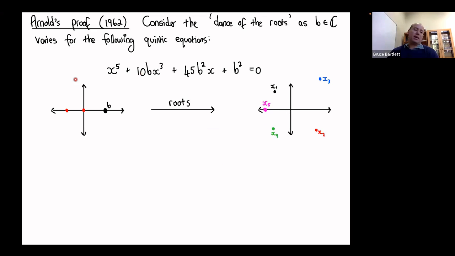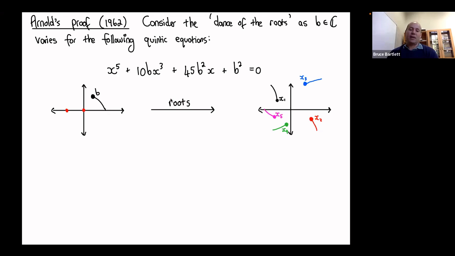Okay, so here we've got the b plane. Here's my point b. So here maybe b is equal to 1. So I'm solving a particular equation, x to the 5 plus 10x cubed plus 45x plus 1 equals 0. I can extract out the roots, say on my computer, and I'll find there's going to be 5 roots, x1, x2, x3, x4, x5.